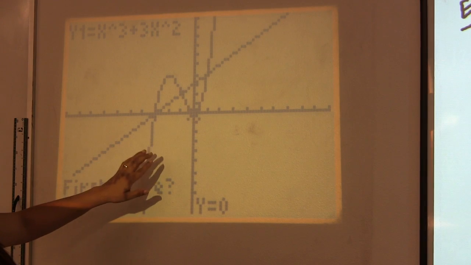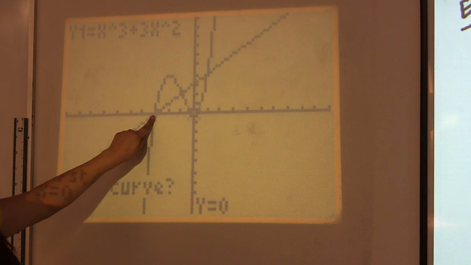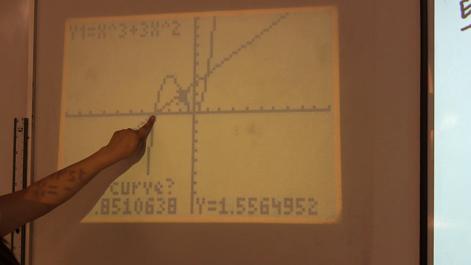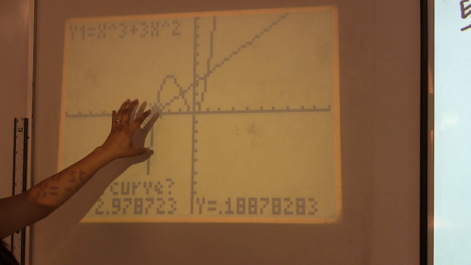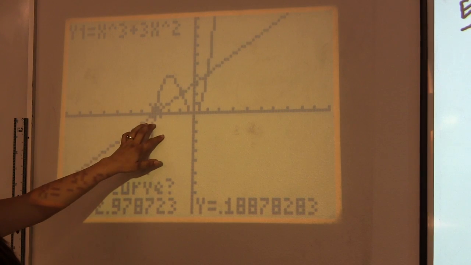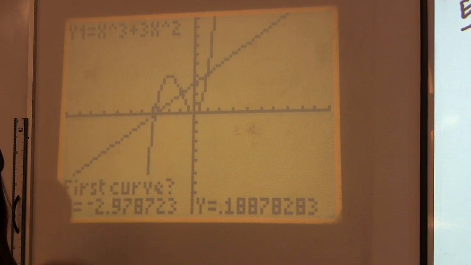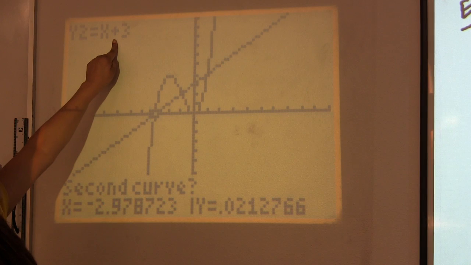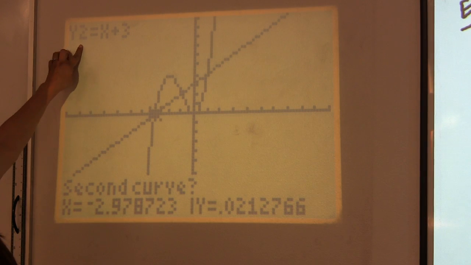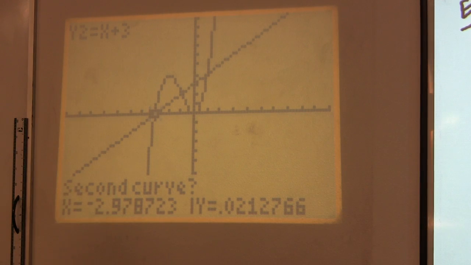So I'm pretty sure that the first intersection I see is in this area. So I'm going to use my arrows, and you can see that it's moving so that it's blinking in the general area of where I think it's going to be. I've confirmed y1, so I'm going to hit enter. Now it's asking me for the second curve, and you will see that in the second curve it says x plus 3, which is what we put in y2. As long as that says y2, then we're good to go. We hit enter. And the last question is it's going to ask you to guess. And of course we hit confirm by hitting enter.